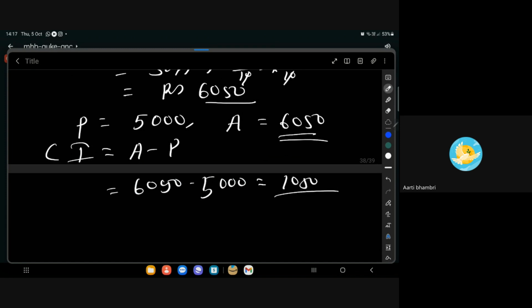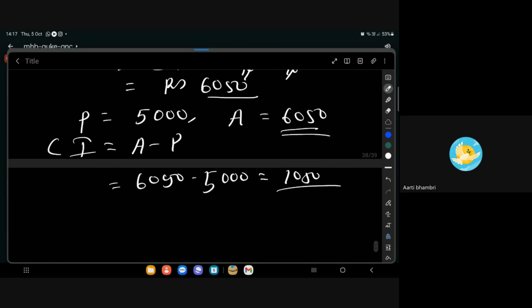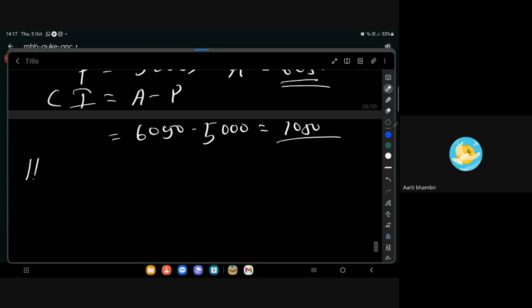Any doubt? No, sir. Just remember all the formulas, for simple interest and also for compound interest. Just remember the formulas and everything will be done. Any doubt? No, sir.